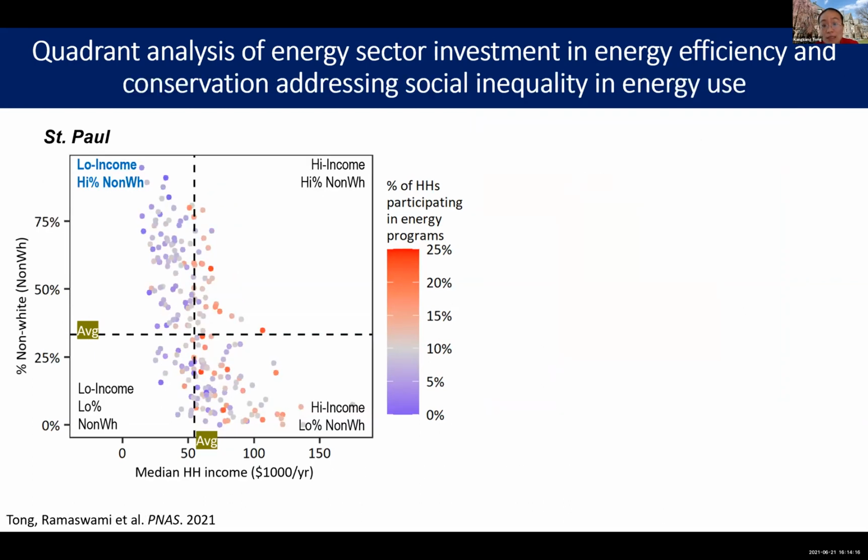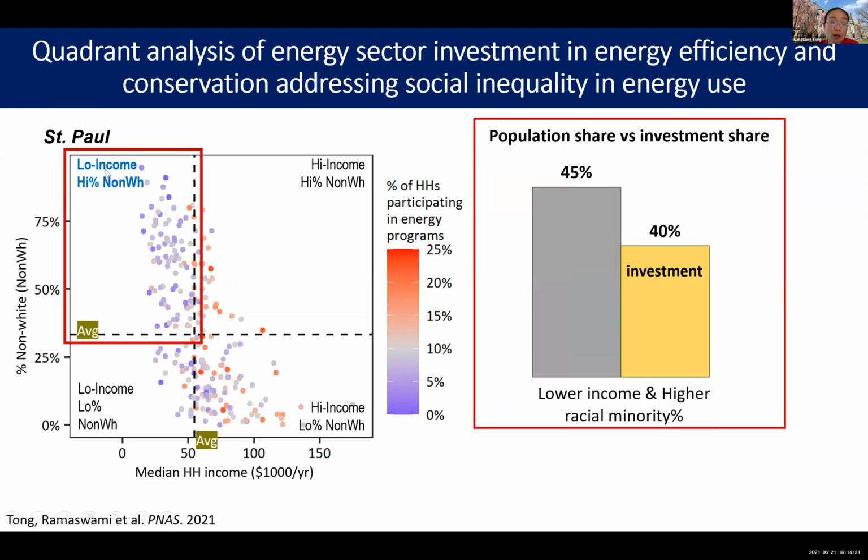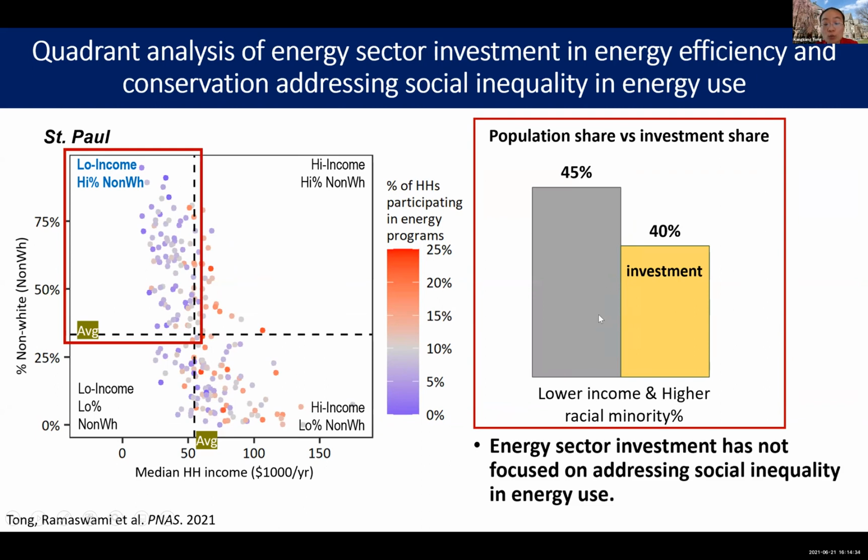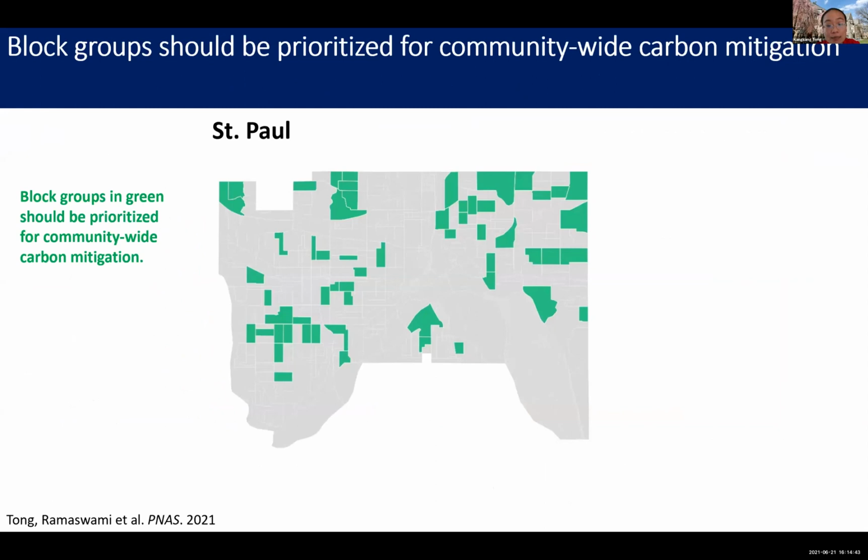And then last is whether the investment has focused on the low income and more racial minorities. What we can see is really much lower participation, and the investment share is much lower than the population share. So energy sector investment actually hasn't focused too much on those low income racial minority block groups. And there is a reason, because the block groups in green should be prioritized for community-wide carbon mitigation.